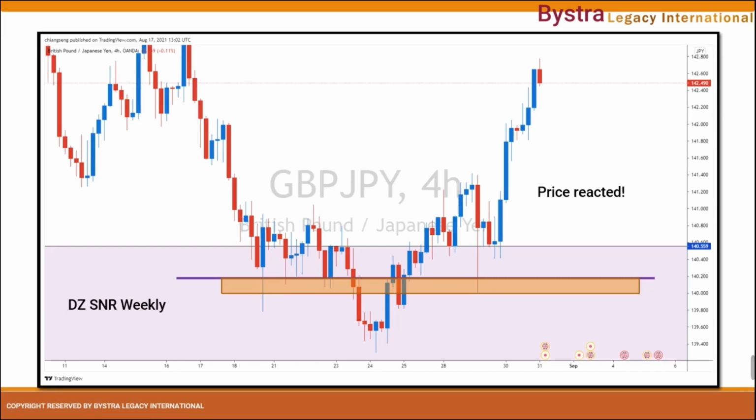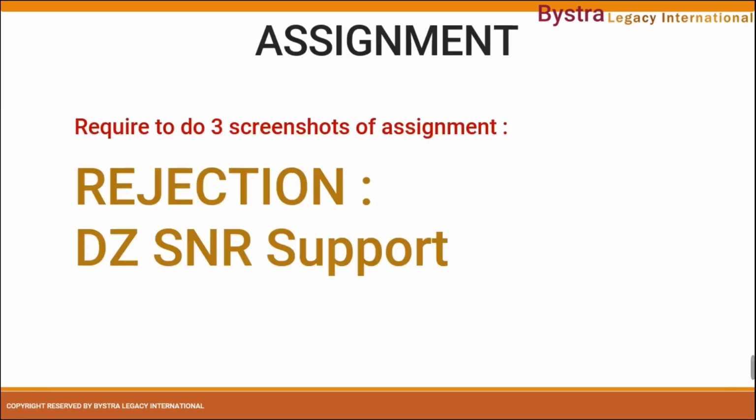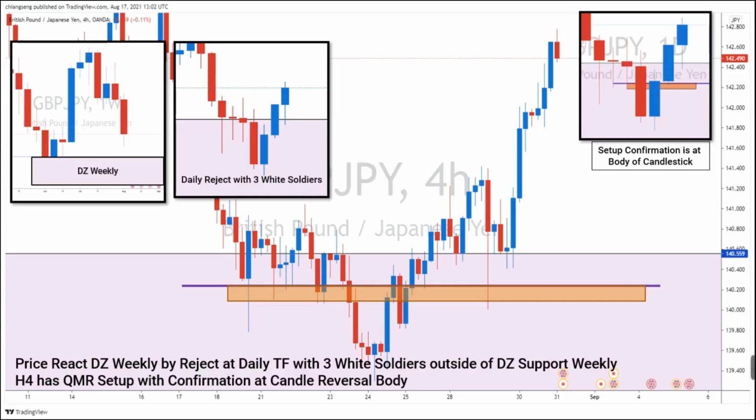So now, guys, I already showed you one by one, step by step, how we look into the TradingView chart. What I want you to do now is to do 3 screenshots of assignment. Okay. The topic will be the rejection at the DZ SNR at the support level. So I'm going to show you an example of how I'm going to do my assignment for this SOP. See, I have prepared one here.